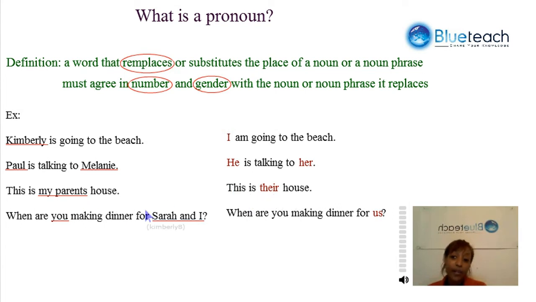This is their house. When are you making dinner for Sarah and I? I underline you in this sentence because it's a pronoun already in the first part of the sentence. When are you making dinner for Sarah and I? When are you making dinner for us? And us agrees in number and in gender with Sarah and I.